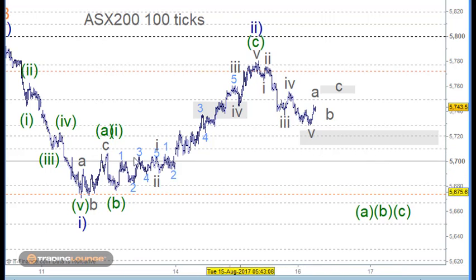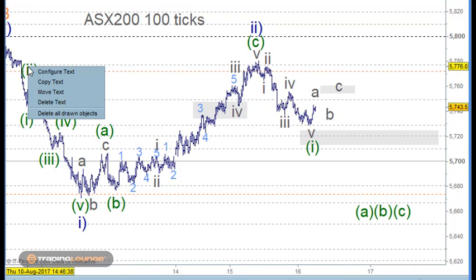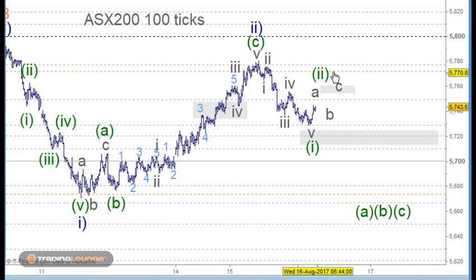So in a way, if it was a bearish move, if I can just borrow that, then that would be wave 1 here and wave 2 here, and then we'll be going down for wave 3 here.